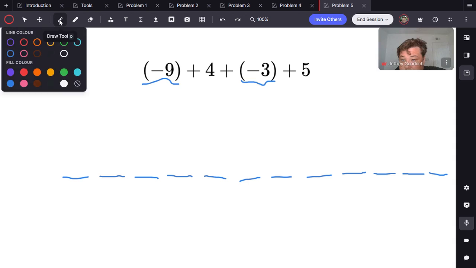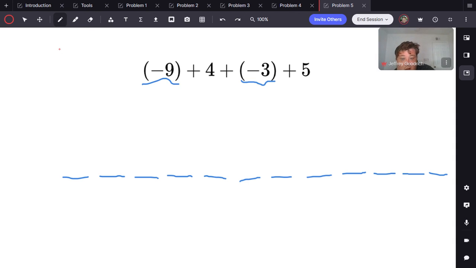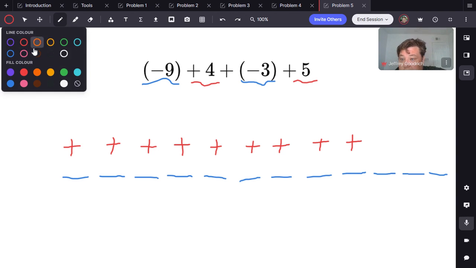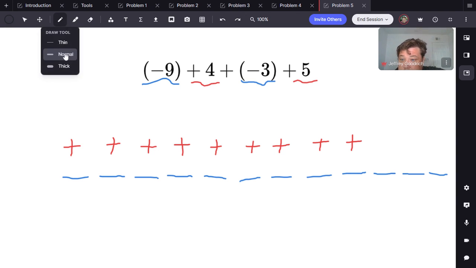And now we're going to go ahead and look at the positives. We've got 2 positive numbers. Our first one is 4, so we got 1, 2, 3, and 4. And then our second one is 5, so we're going to have now another 5 positives. Got 1, 2, 3, 4, and 5. All right, so we should have 9 total positives and 12 total negatives.